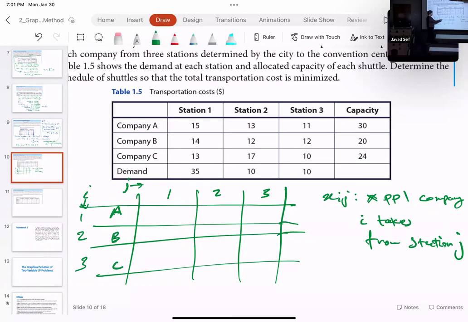For example, X2,3 is 5, which means company B takes 5 people from station 3. But we don't know if it's 5. We have to solve it then. It will be populated with the correct solution. So this is one solution.